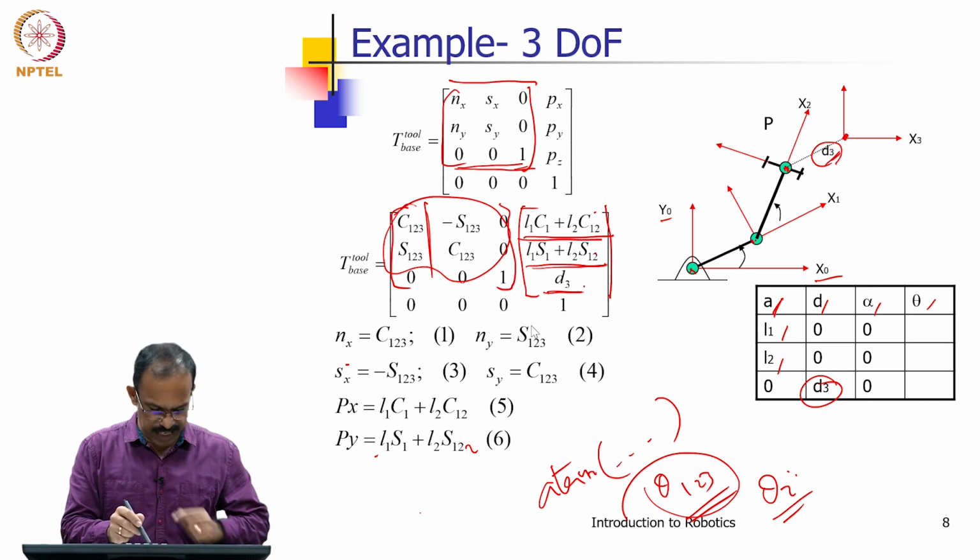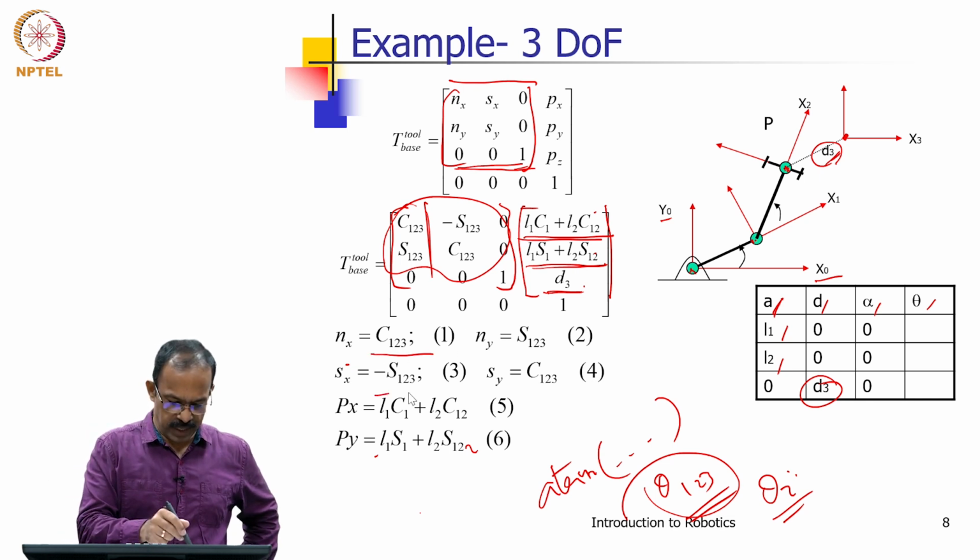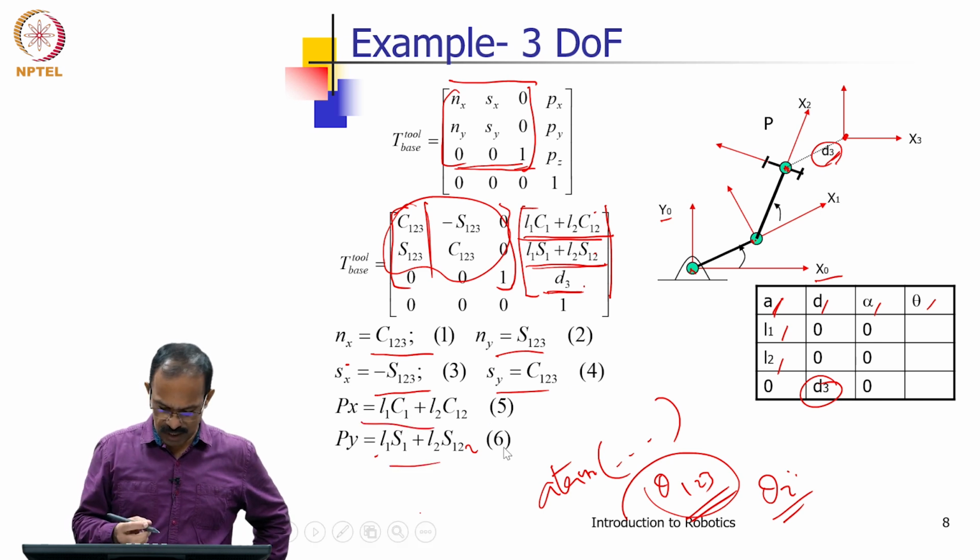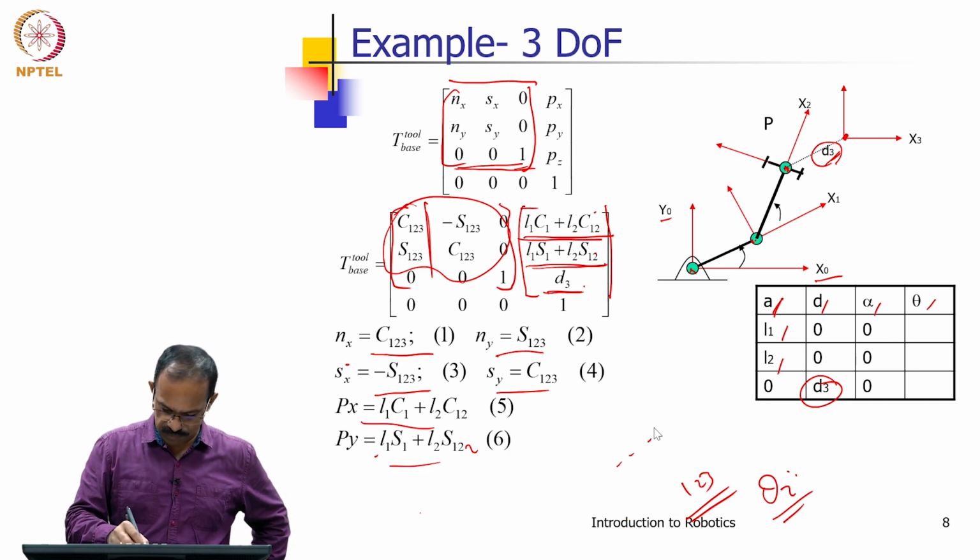Okay. So, these are the relationships you have: Nx, Sx, Ny, Sy and Px, Py. So, you have these 6 equations written here.